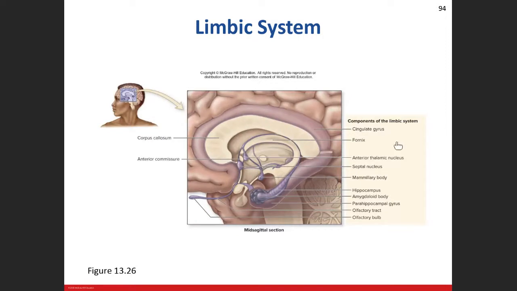In this picture, you can see the limbic system. You can see this ring. You can see it's located above the corpus callosum, and the main region is called the cingulate gyrus. You can see the fornix here. This region is called the parahippocampal gyrus, and you can see the hippocampus here. These are the different parts of our limbic system.